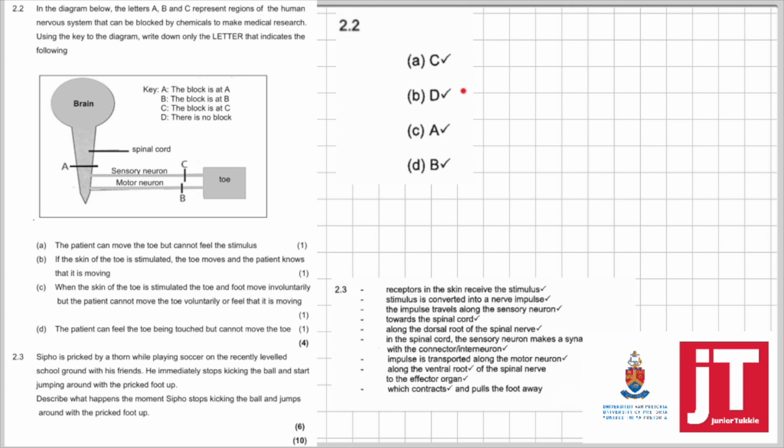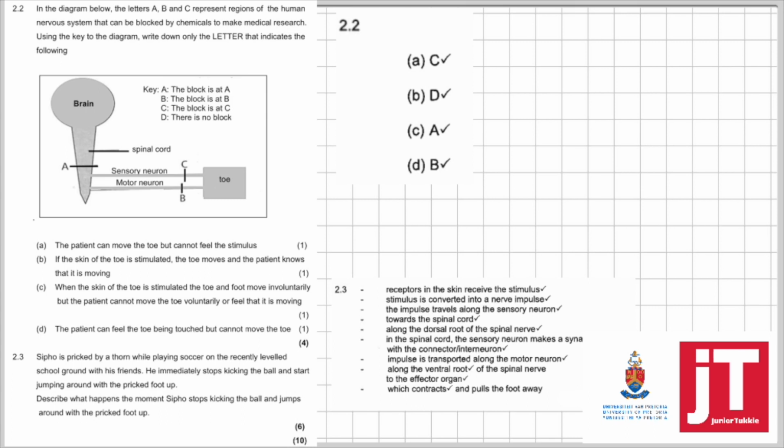C, when the skin of the toe is stimulated and the toe moves involuntarily, but the patient cannot move the toe voluntarily or feel that it's moving. Of course. So now the skin is stimulated, the toe and foot both move involuntarily. So where's the problem? The block is obviously here at the spinal cord. Okay. And the last one, the patient can feel the toe is being touched, but cannot move. Cannot move, so where's the block? At B.